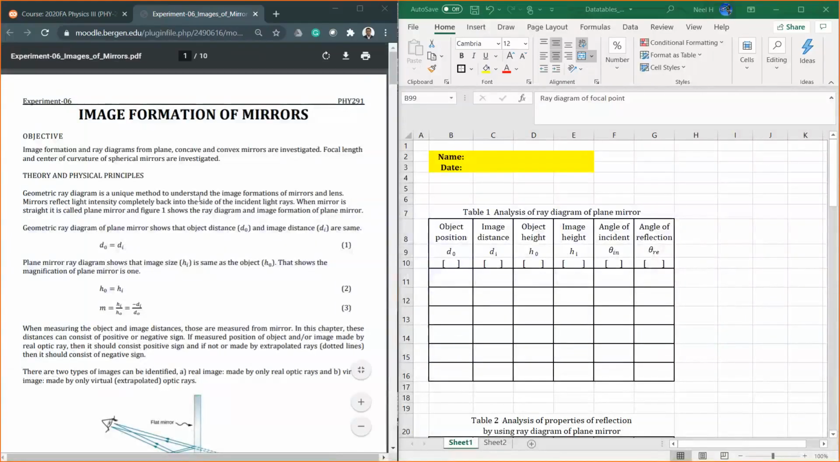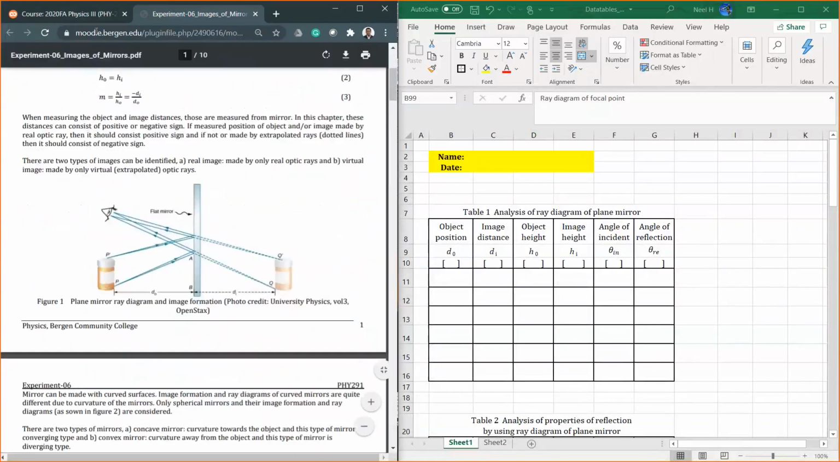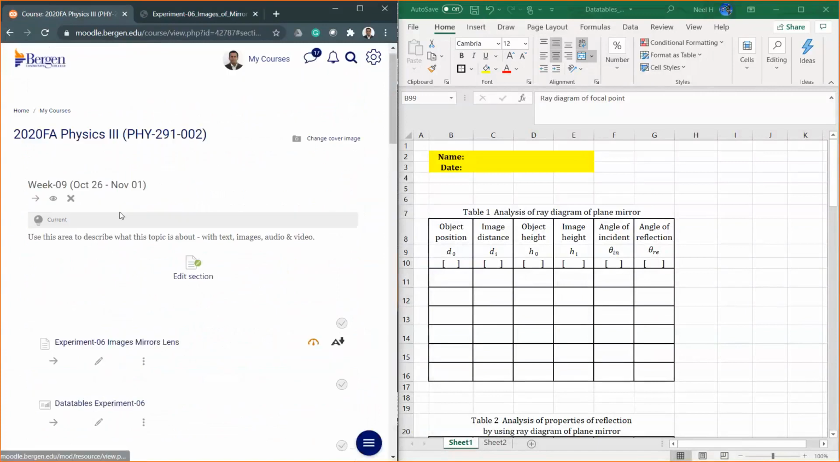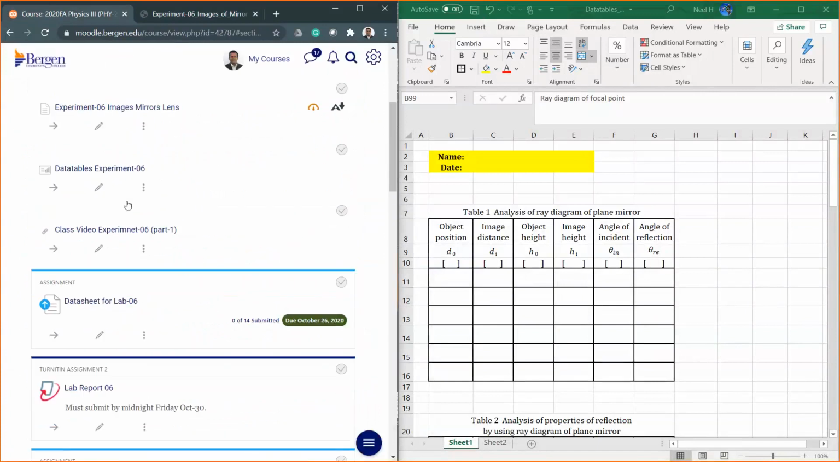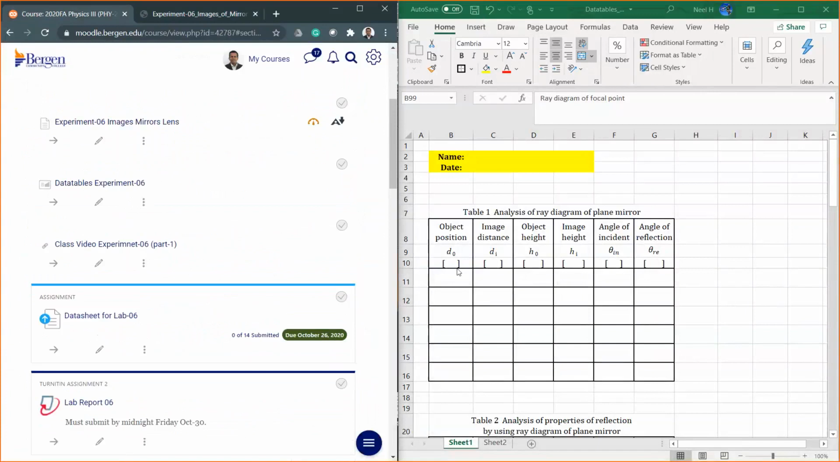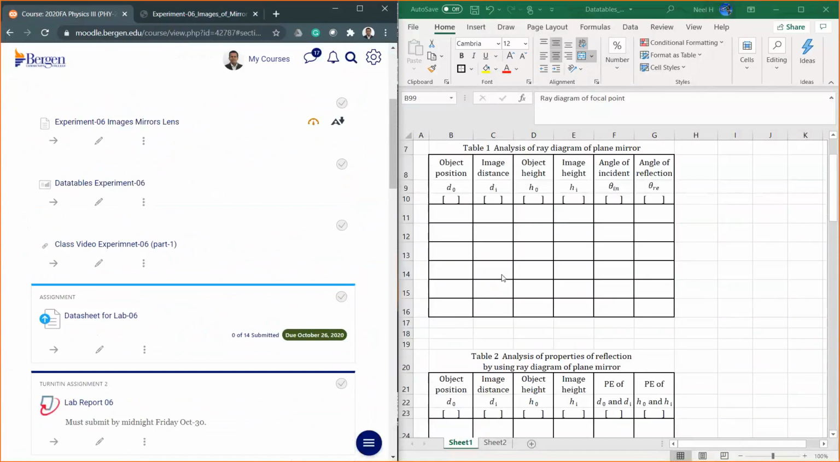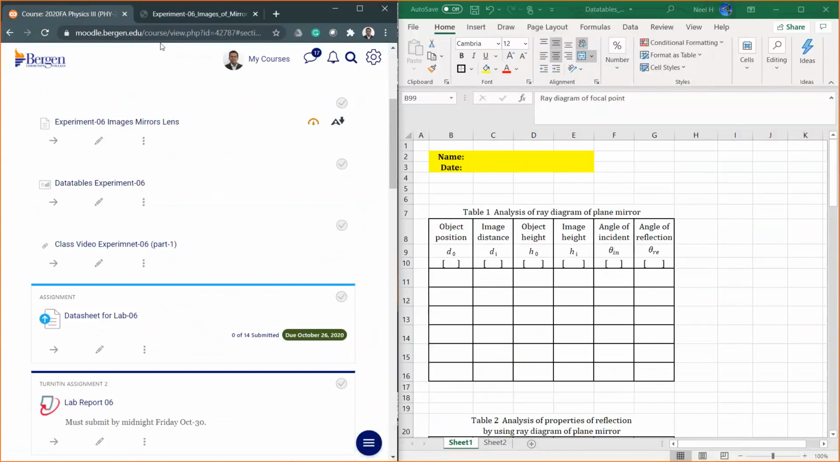Okay, let us start experiment number 6, image formation of mirrors. So you can download the lab manual from the week number 9 folder, and also the data sheet. So let's start with the plane mirror first, okay?